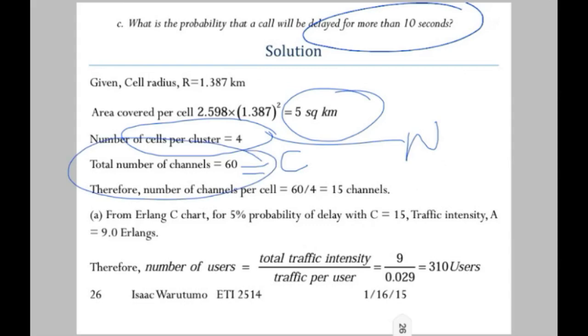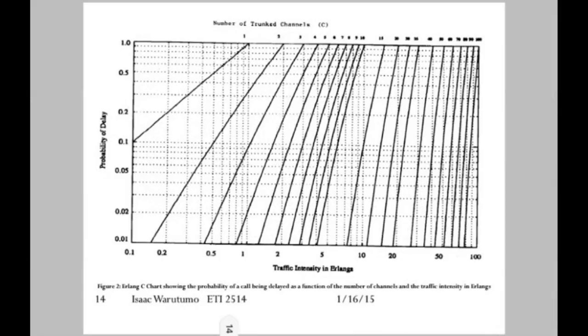That is what we are told. So per cell, you do 60 divided by 4. You get 15 channels available per cell. So from the Erlang C chart, you look at 5% probability for C equals 15. Let's see that. Erlang C chart. Erlang C chart is this one. So we know that we have C is 15 at the very top and we have 5% probability of delay.